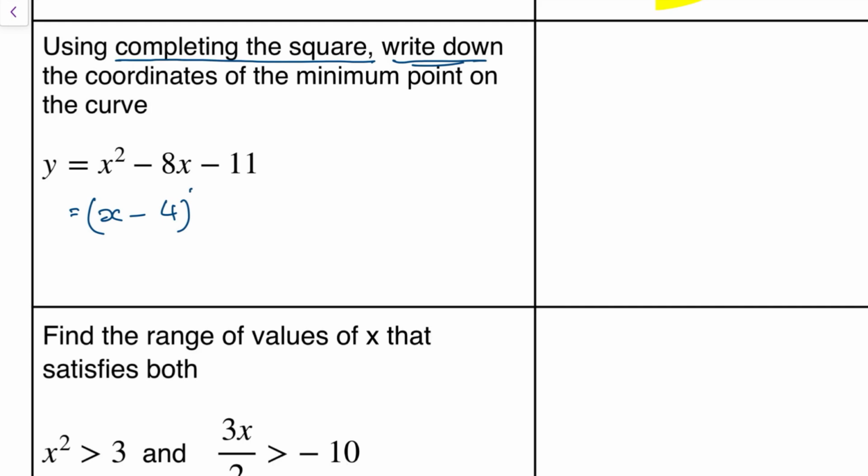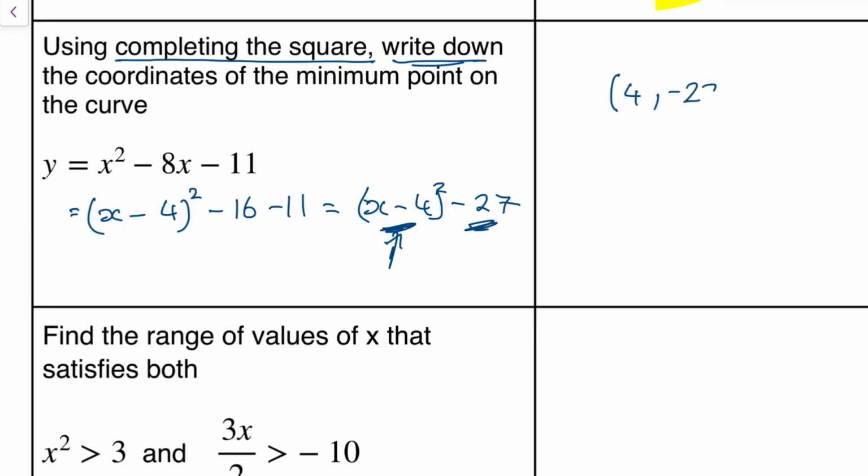Complete the square and interpret. So half of minus 8 is minus 4. Minus 4 squared is 16. Minus 11, and that's going to give me x minus 4 all squared minus 27. Which means my turning point occurs when this bracket equals 0, in other words x equals 4, and when this equals 0, the only thing that's left is minus 27, so therefore that is my minimum point, 4, minus 27.